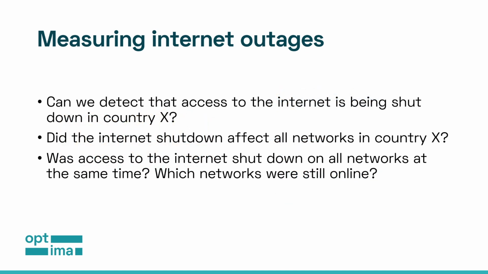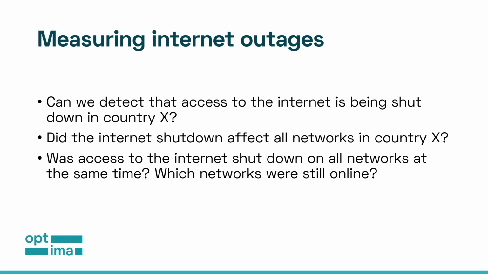The types of questions you can examine when measuring internet outages include the following. For example, can we detect that access to the internet has been shut down in a specific country? Now, this type of question can be relevant if, for example, you hear of a report of an internet shutdown happening in a specific country. And maybe you may be able to see through the data that access to the internet has been gradually shut down instead of all happening at once.